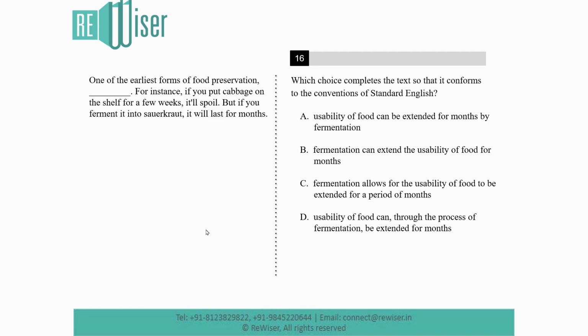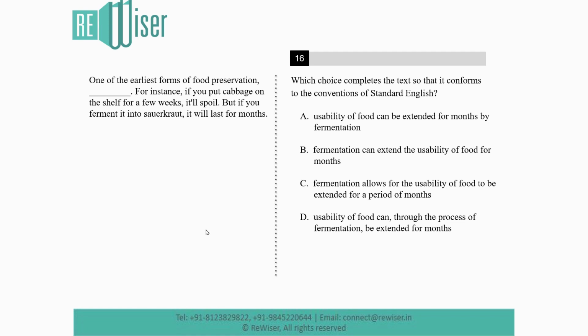Option A. Usability of food can be extended for months by fermentation. Option B. Fermentation can extend the usability of food for months. Option C. Fermentation allows for the usability of food to be extended for a period of months. Option D. Usability of food can, through a process of fermentation, be extended for months.